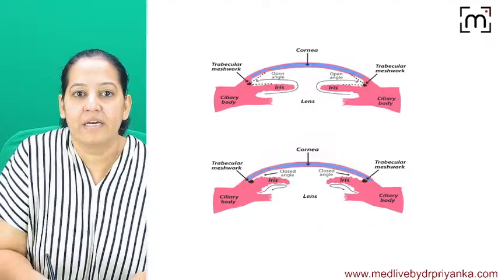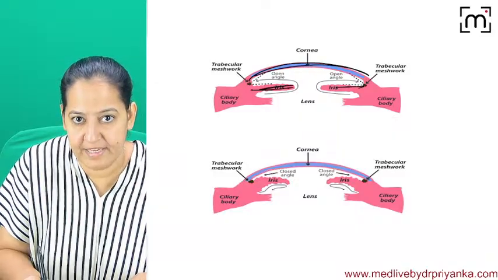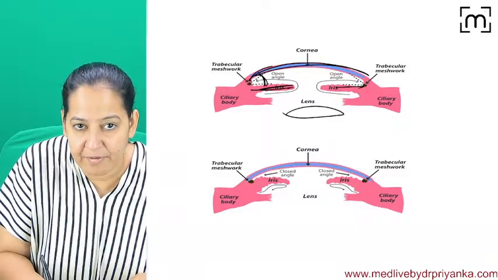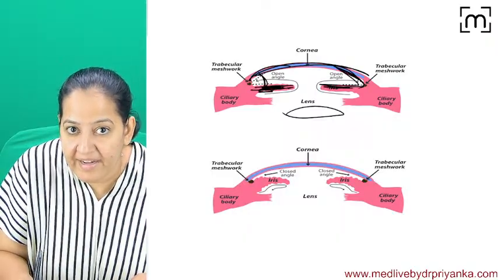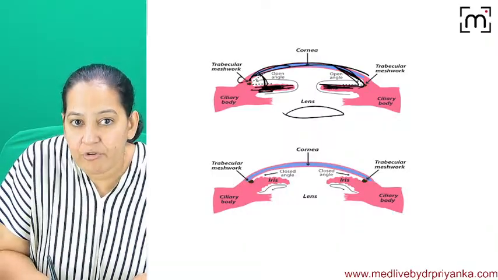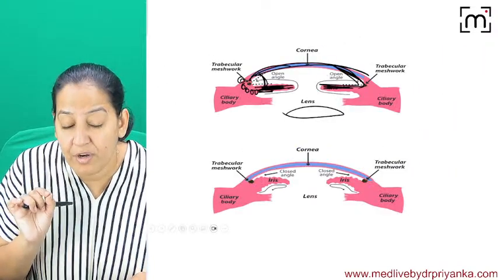Angle. Can you see this is the cornea and this is the iris. Sorry, not lens. I'm interested in the angle between the cornea and iris. This angle has trabeculae. This angle has the trabecular meshwork.